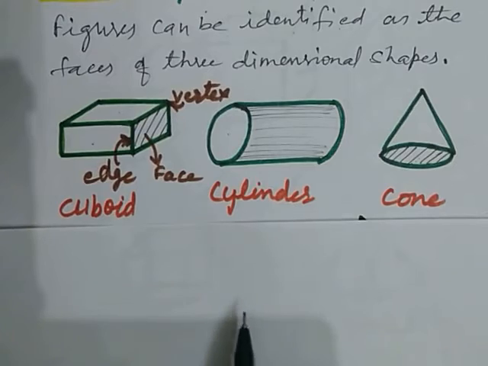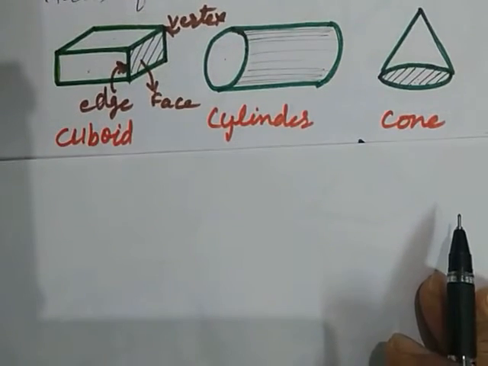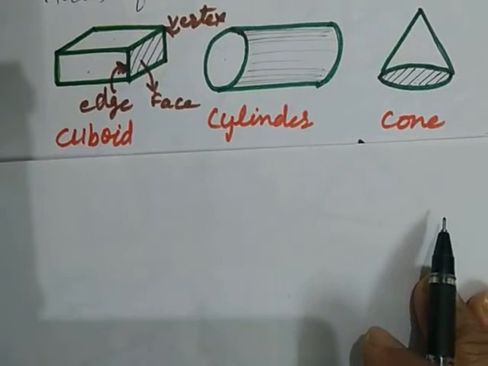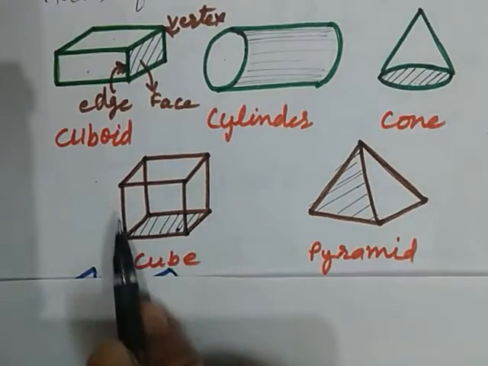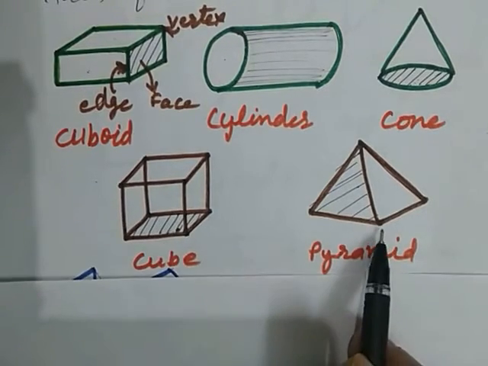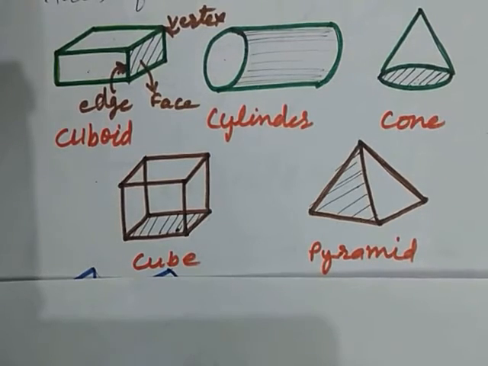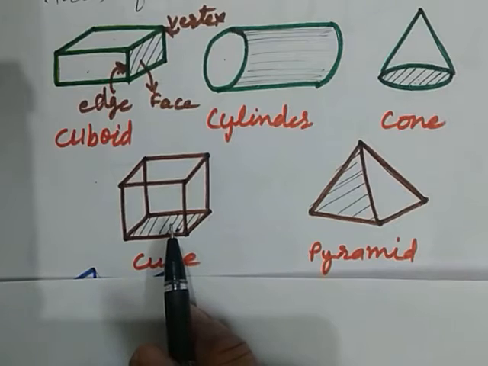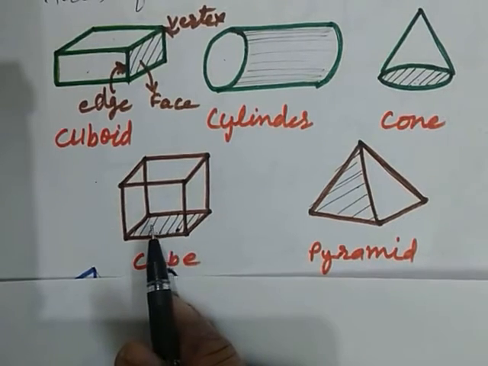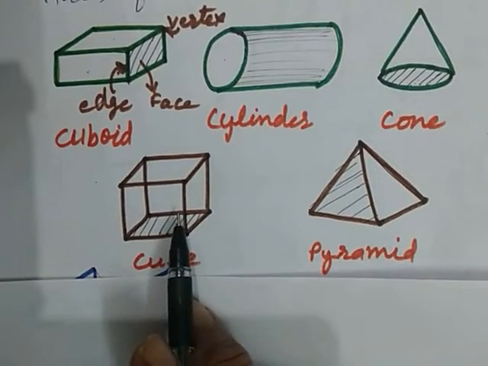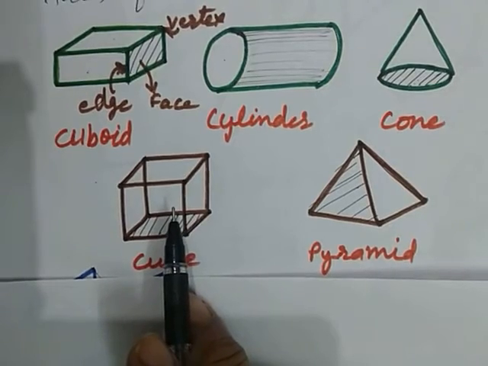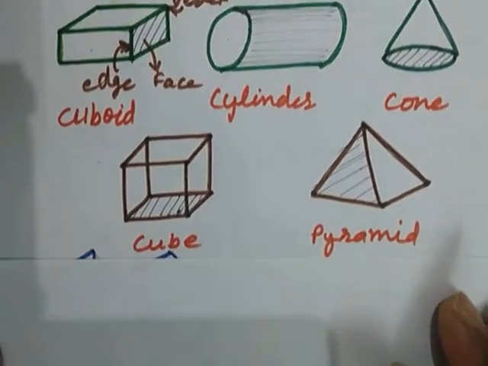So always remember, three-dimensional figures are formed with the help of two-dimensional figures. This is the cube and this is the pyramid. Now we learn how solid shapes are formed with the help of two-dimensional figures. So first we open these three-dimensional shapes and lay them on paper, in the form of two dimensions.